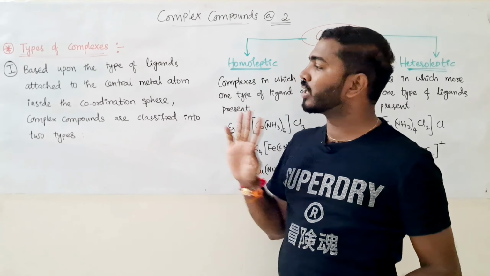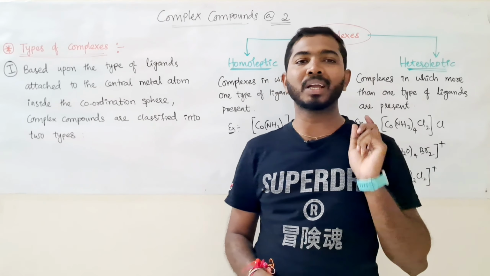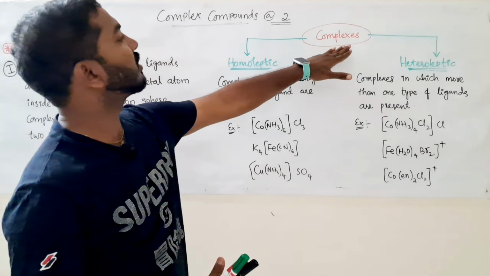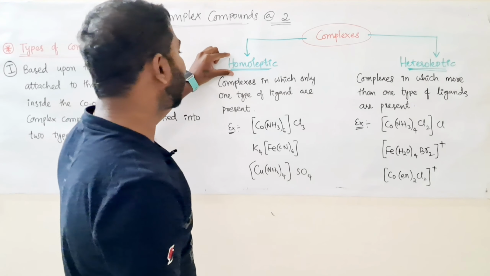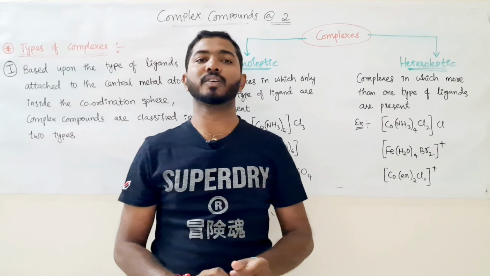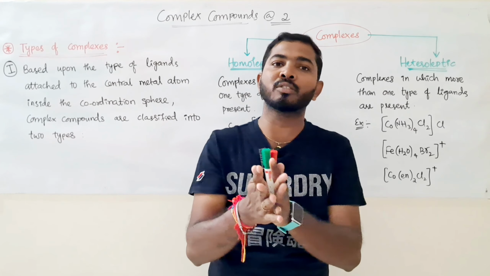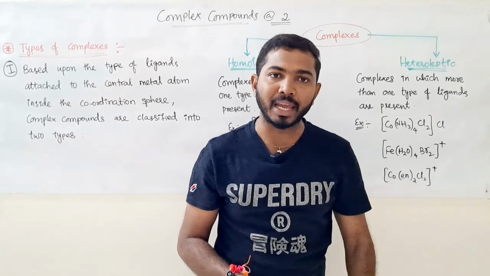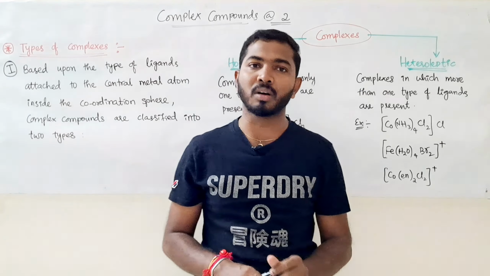So complex compounds are basically classified into two types: homoleptic complexes and heteroleptic complexes. What are they, sir? So complexes are broadly classified into homoleptic and heteroleptic. And now, what are homoleptic complexes? The complexes in which only one type of ligands are present. So we may have only 4 ligands, or 5 ligands, or 6 ligands, but if all of them are the same type, then those complexes are called homoleptic complexes.